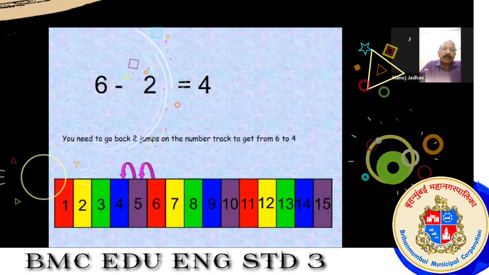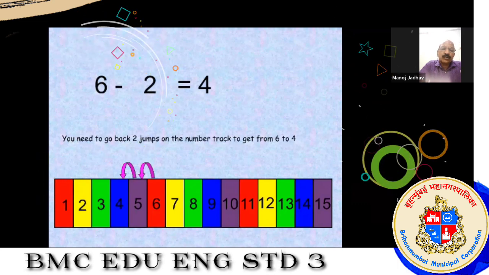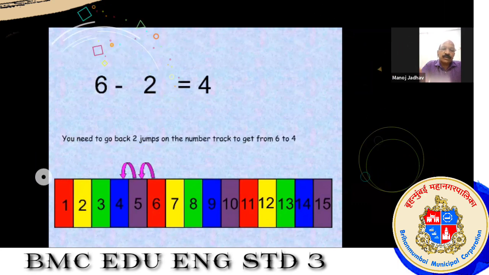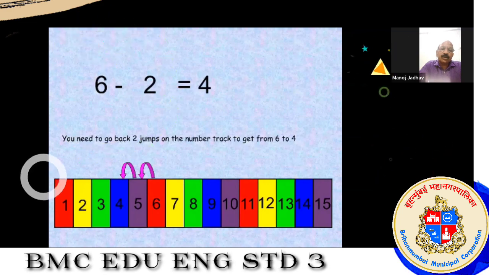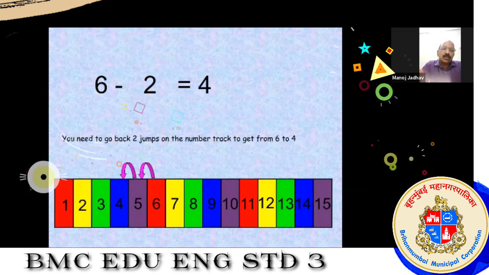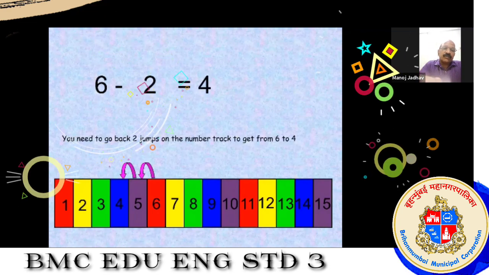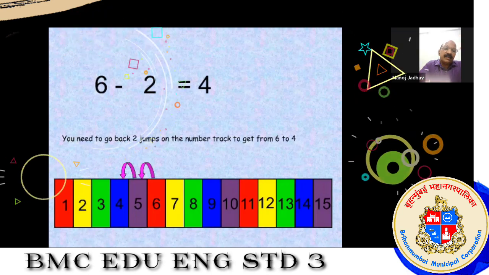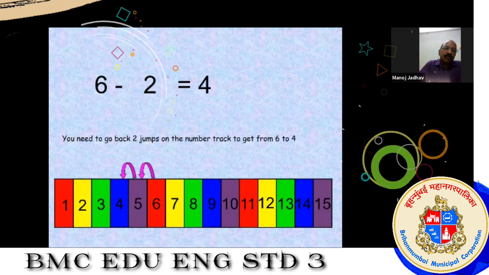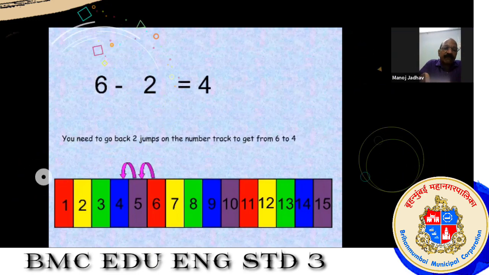We have to go to the 4. So from 6 to 4, how to go from 6 to 4? 6 से हम लोग 4 पे जाने के लिए हमको 2 स्टेप बैकवर्ड लेना पड़ेगा. बैकवर्ड 2 steps taking backward. 6 to first step backward, 5, landing on 5. Then from 5, one more step backward, and we are reaching at 4.